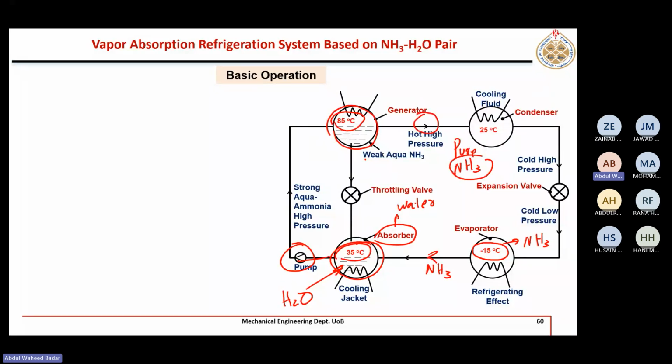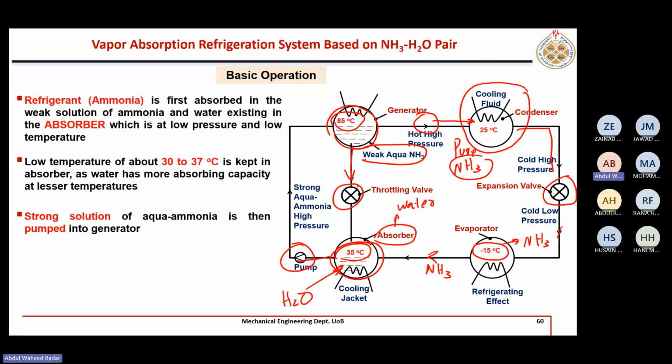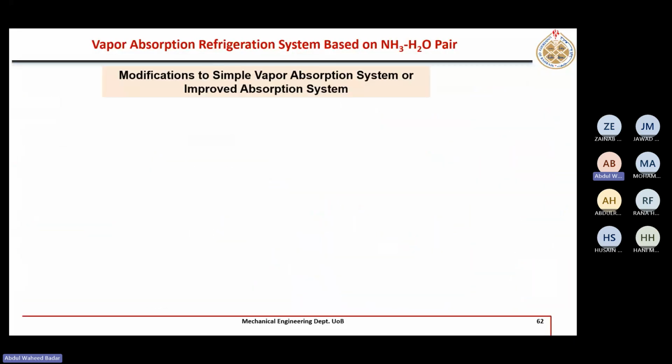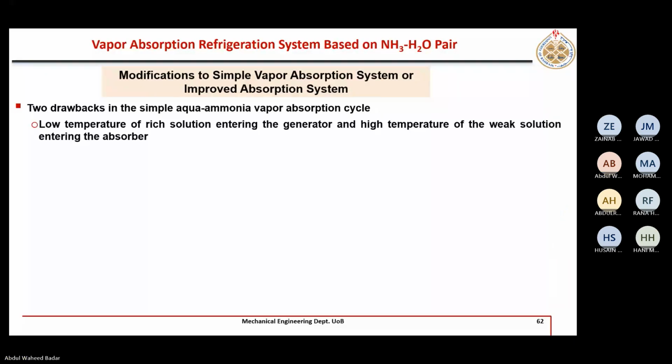So ideally pure ammonia should flow towards the condenser. And here ammonia is condensed and throttled and the cycle is repeated. Whatever weak ammonia solution is left is sent back to the absorber using a throttling valve. So that is the basic operation of the vapor absorption system based on water ammonia. Okay, so I think everything is clear. There is nothing too difficult. It's exactly the same overall working principle, very much similar.